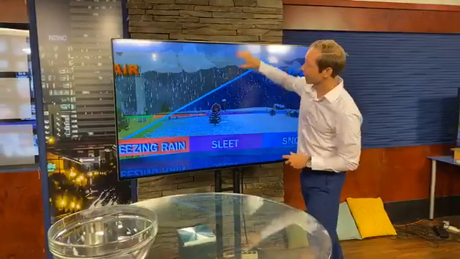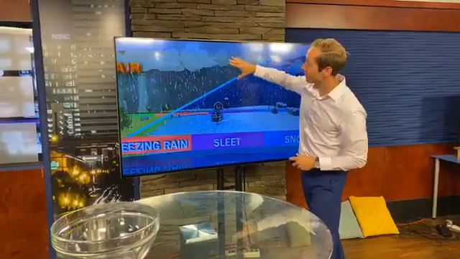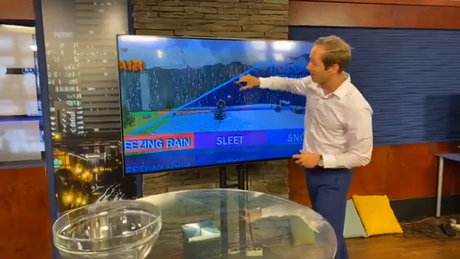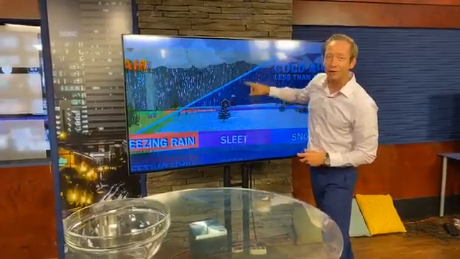So what we have here, cloud, the snowflakes, the raindrops, they fall out of it, they melt briefly, but then on their way down, while they're still in the air, they refreeze. They freeze into little ice pellets, and that's what we call sleet. So the big difference, and one of the more confusing ones, is freezing rain versus sleet.